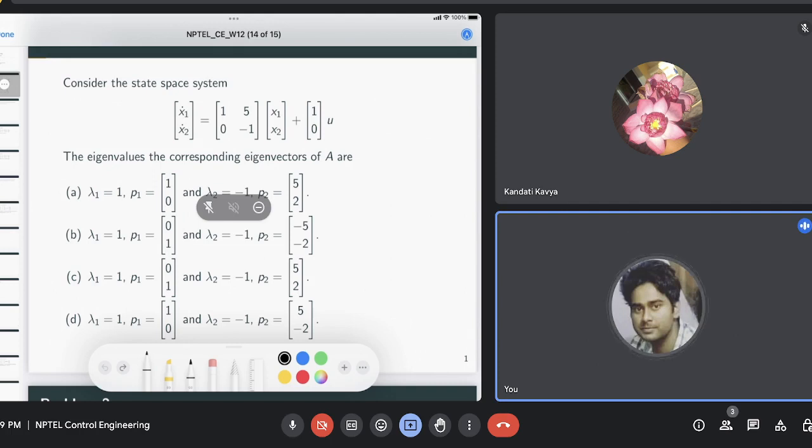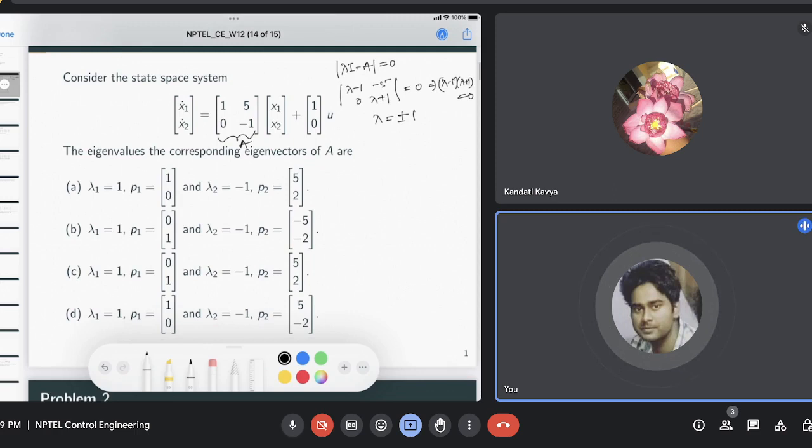First, we find the eigenvalues. We simply make this determinant equal to 0, then compute the eigenvalues. This is the A matrix for that state space representation. So we have the determinant of lambda minus 1, minus 5, 0, lambda plus 1 equal to 0. It implies that (lambda minus 1) times (lambda plus 1) equals 0, so the eigenvalues are plus and minus 1.